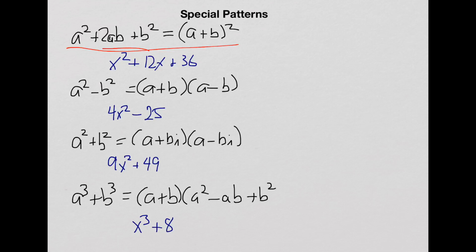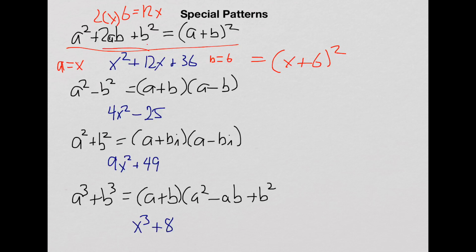So if we look at this example, I got x squared plus 12x plus 36. Well, if this fits this pattern, x squared has to equal a squared. So I'm going to have a equals x. B squared has to be 36. So b has to equal 6. So is 12 going to be 2 times x times 6? And yes, that indeed is 12x. So it fits the pattern. So this is just going to be x plus 6 quantity squared.